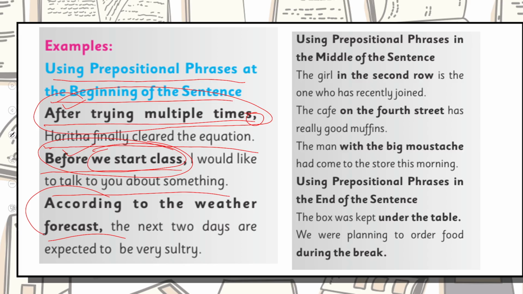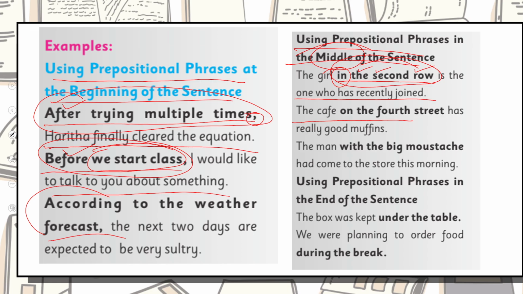Okay, so when we are using prepositional phrases in the middle of the sentence, let's say: the girl in the second row is the one who has recently joined. In is a preposition, the is an article, second is a noun, and row is also a noun. So the girl in the second row is the one who has recently joined. So we are sure that prepositional phrases can be used in the middle.